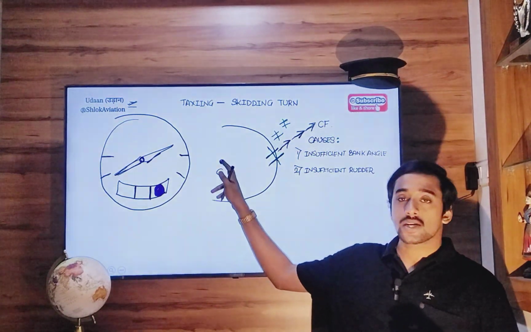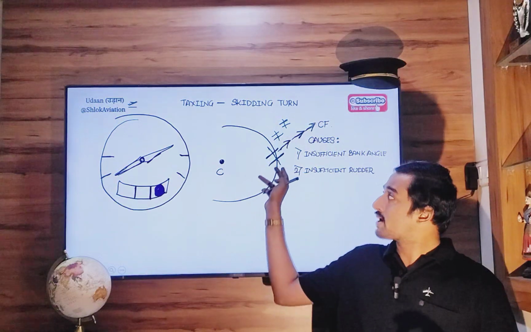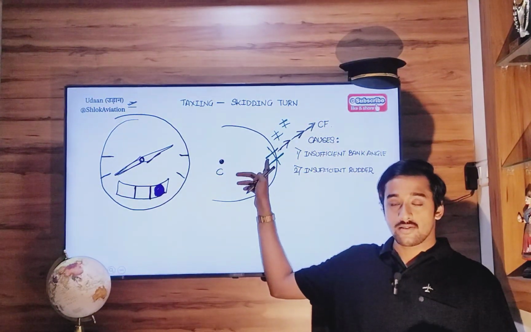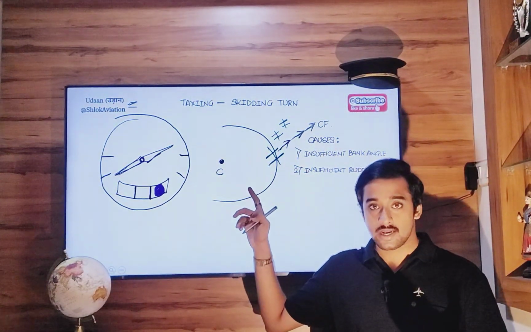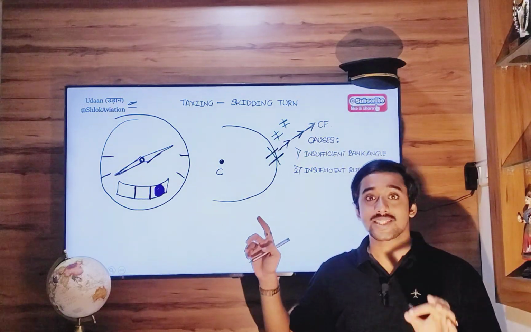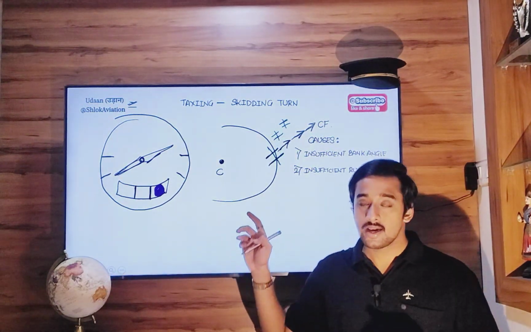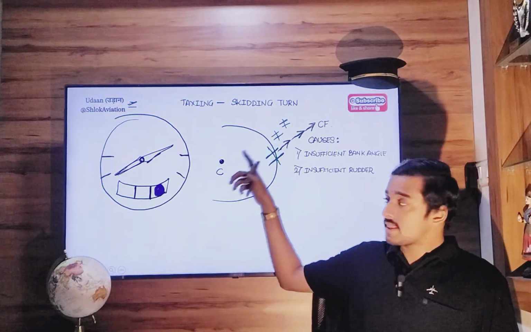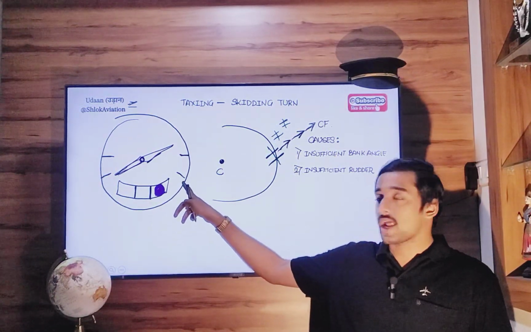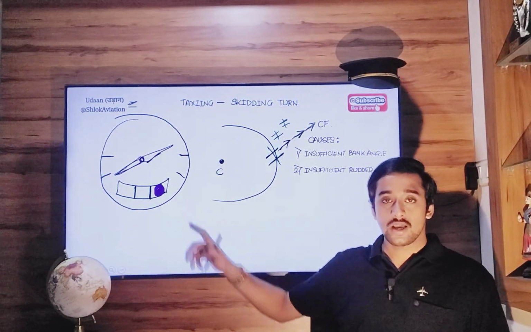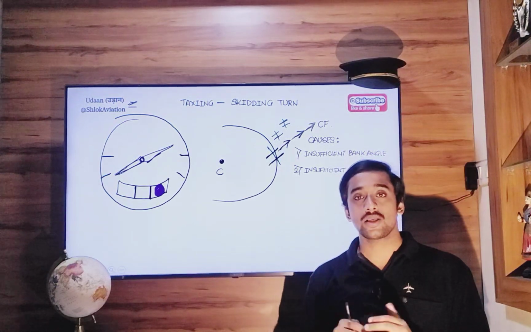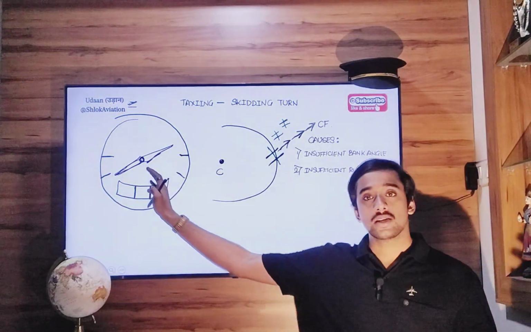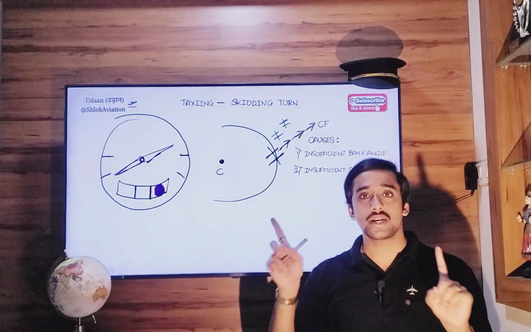So let's say this is the center of the circle and you want to make a left turn like this. If your turn is not coordinated, it's a skidding uncoordinated flight, so you will get thrown outside of the turn like this. And the ball in the inclinometer will go to the right hand side. It indicates that. So in a skidding turn, the needle or the miniature aircraft is to the left, ball is to the right hand side, opposite directions.